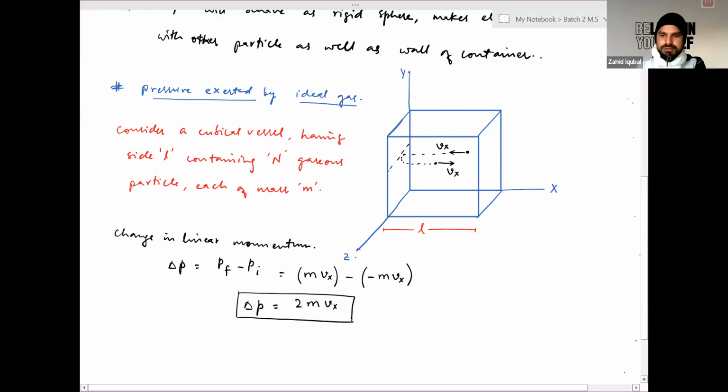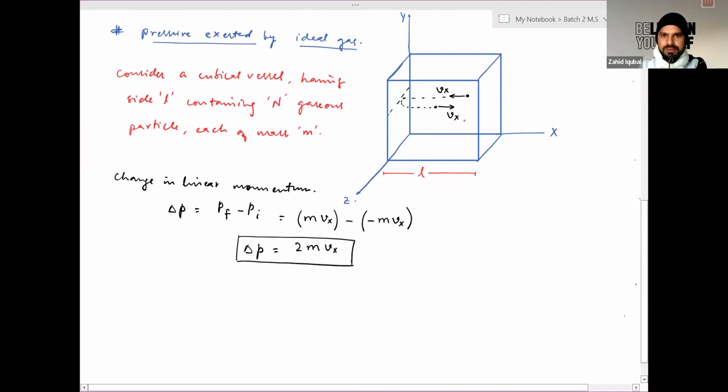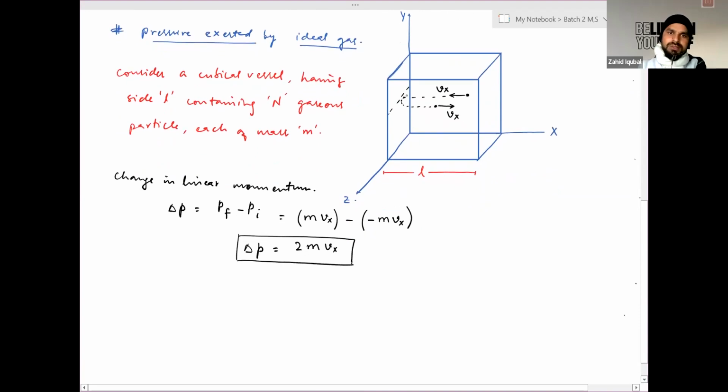Now, for this collision, this particle has to travel from one side to the other and get returned back. So the time taken for this entire process is distance divided by velocity. The distance it has traveled is 2 times L, divided by velocity Vx.